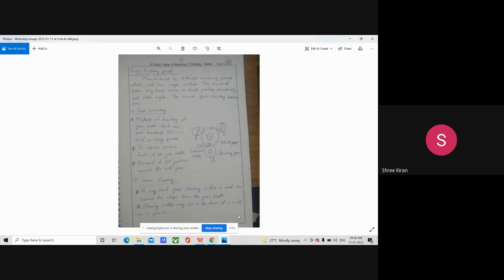So now we will have a discussion. These all are the factors which we have to consider for the gear finishing process. Gear finishing process: the gear is always manufactured by different machining processes, according to the purpose requirement. Automatically, when the gear is manufactured, it has not gone through a super finishing process, so it will have rough surfaces. These machined gears may have errors in tooth profiles, concentricity, and helix angles.